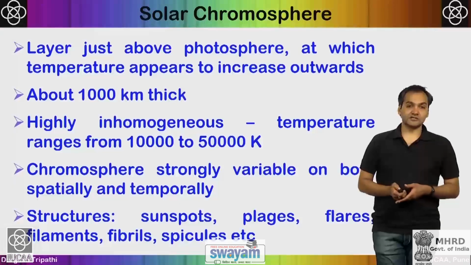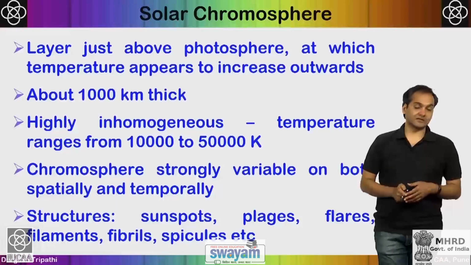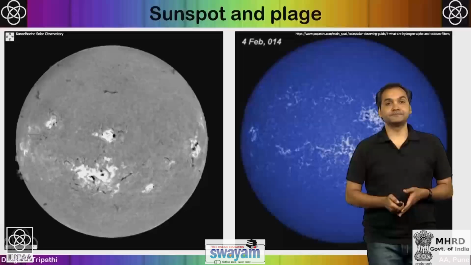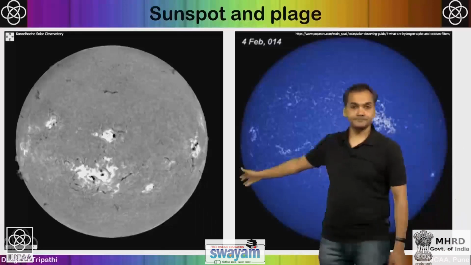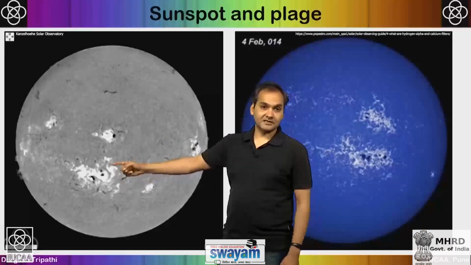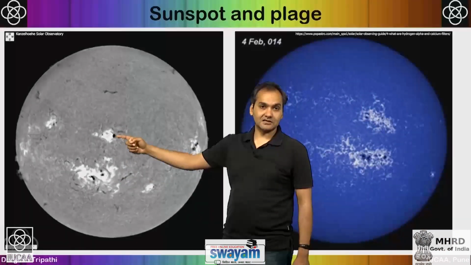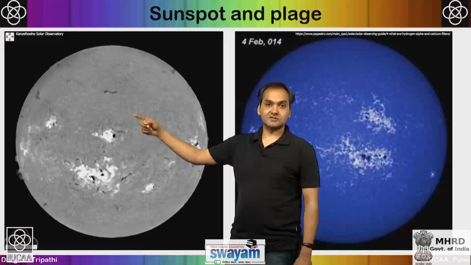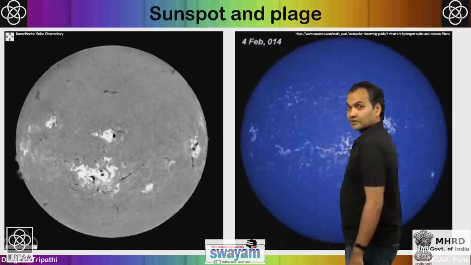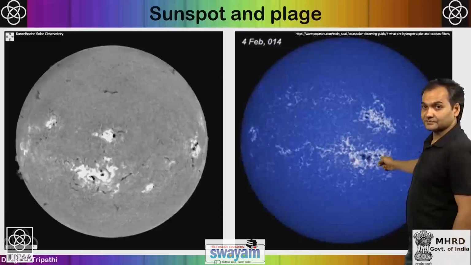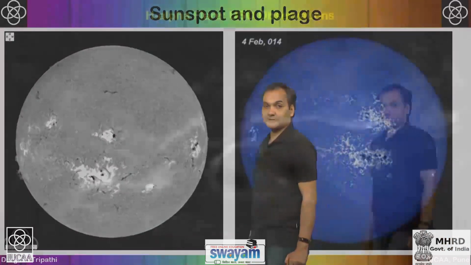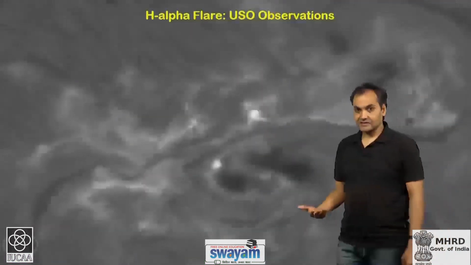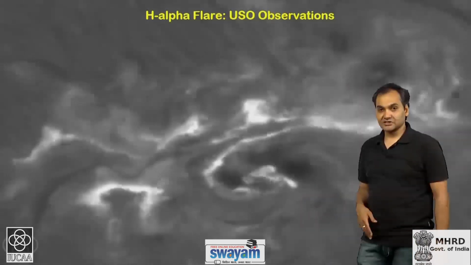In addition, you also see reverse granulation when you look into the calcium line, which observes the chromosphere. Here, for example, on the left you have an H alpha image. What you see are these dark regions, which are the sunspots, and then these strong bright regions, which are plages, and you see them better when you observe them in calcium. So you have the sunspots again, and you have these bright regions which are called the plage regions in the calcium K line.